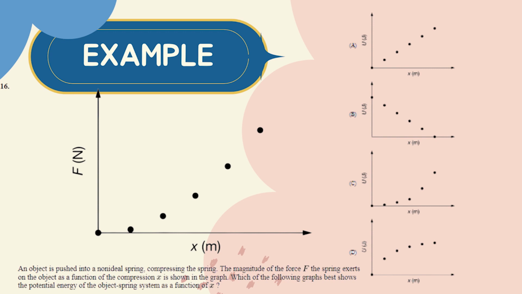Alright, so here we have question 16. An object is pulled into a non-ideal spring, compressing the spring. The magnitude of the force F the spring exerts on the object as a function of the compression X is shown in the graph. Which of the following graphs best shows the potential energy of the object spring system as a function of X? So what we're essentially doing is pushing a spring in on itself.